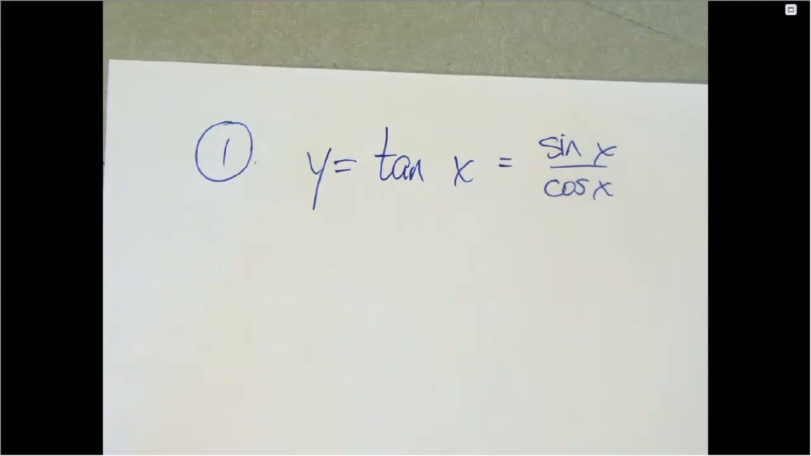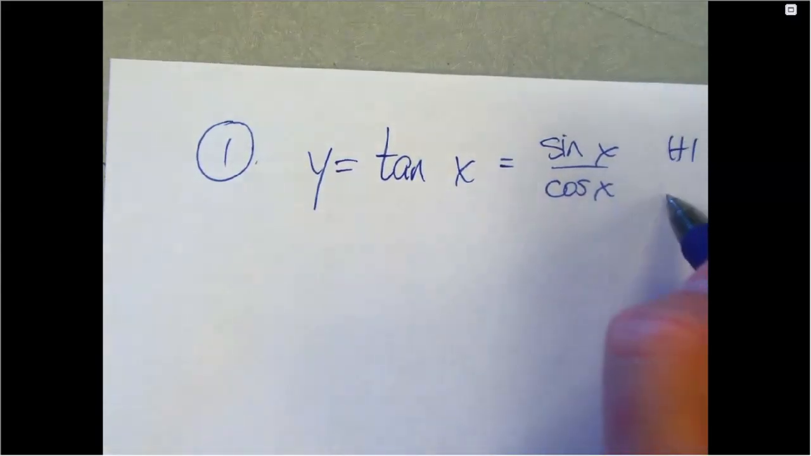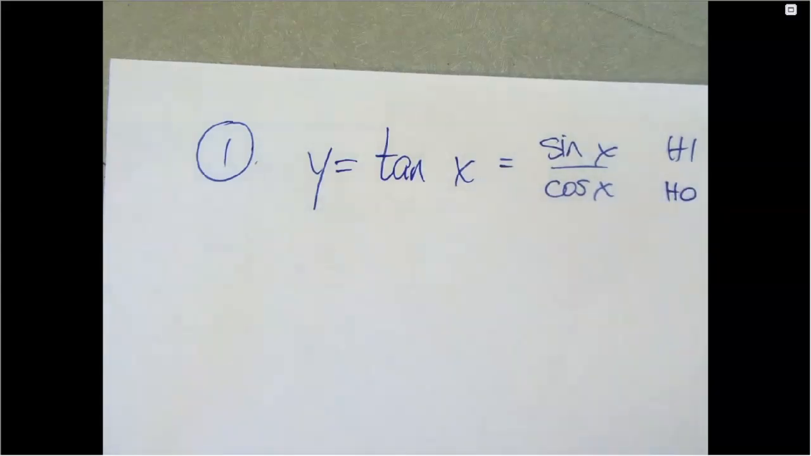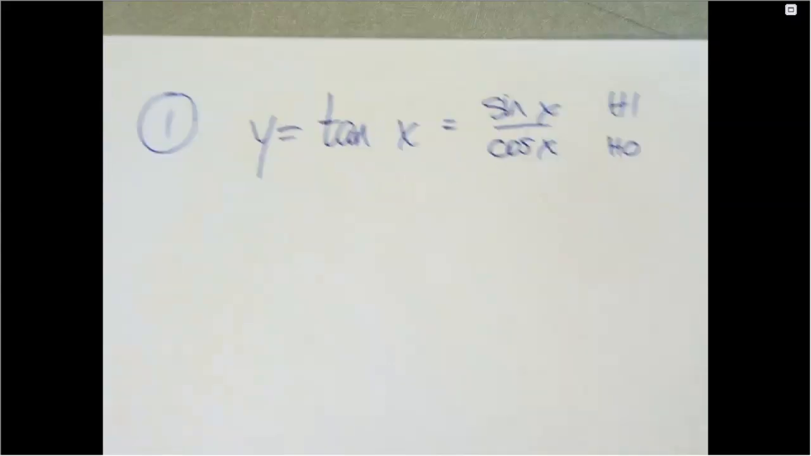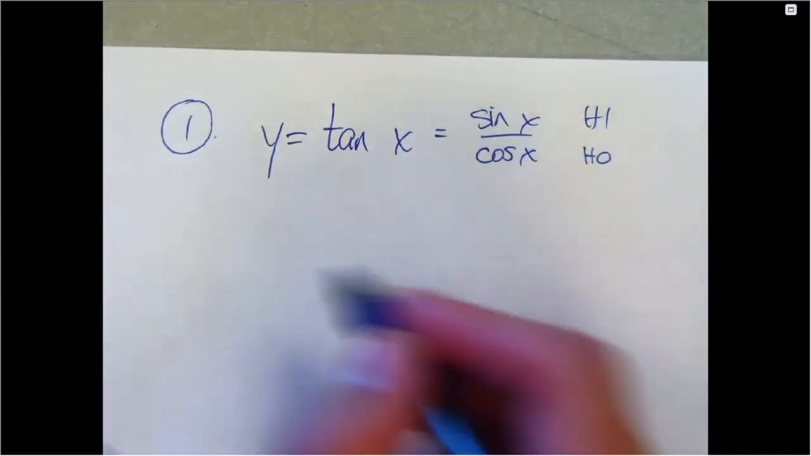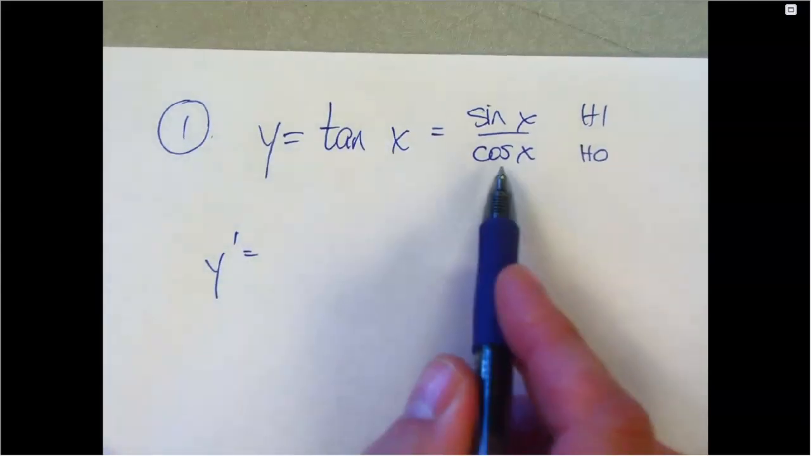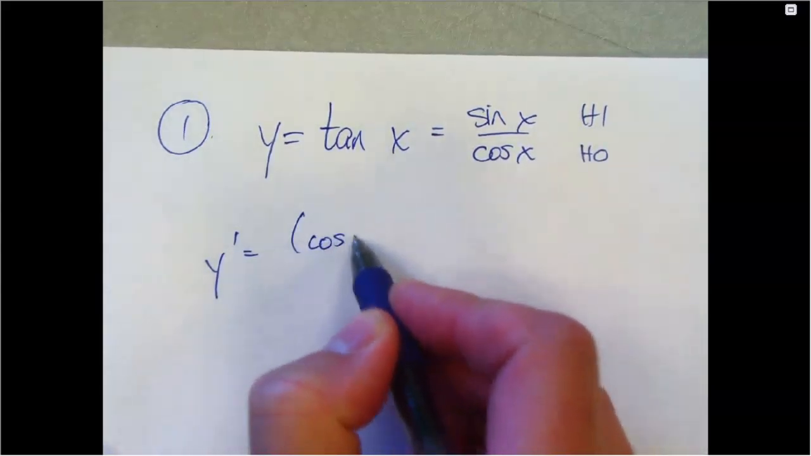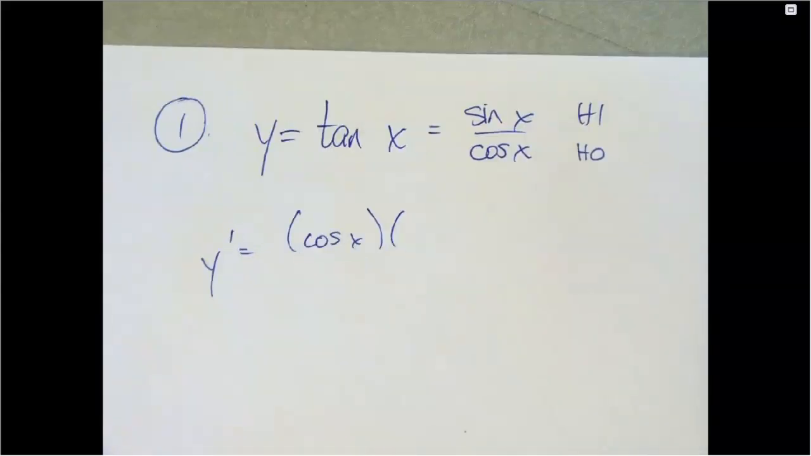And then I can do quotient rule. This is my high, and this is my low. I always call it high and low. This is the Hades version of high and low. It's probably more appropriate, but high and low is fun to say. So my derivative would be the bottom thing times the derivative of the top thing.